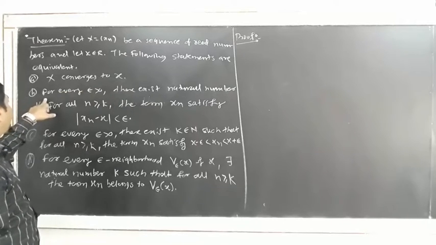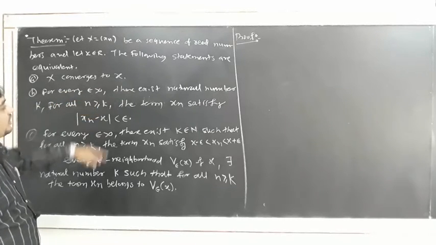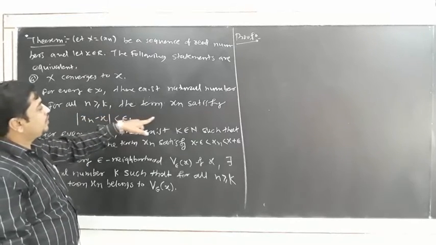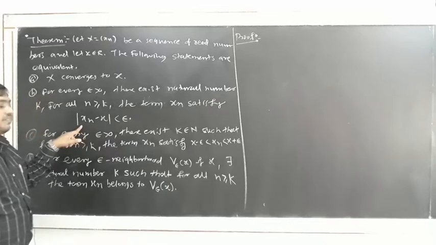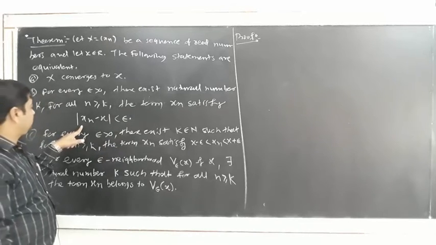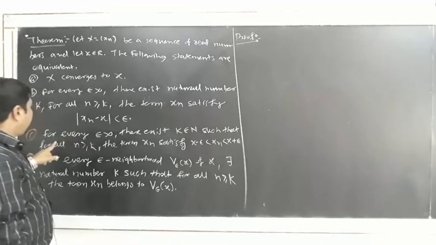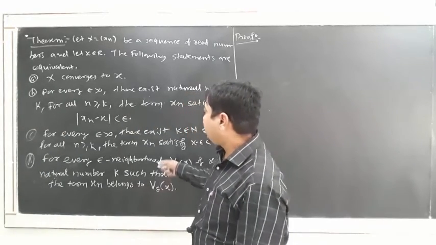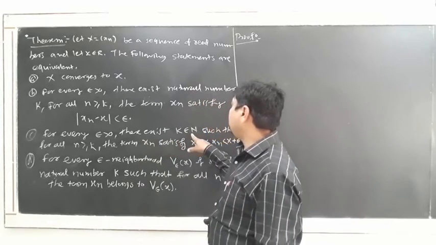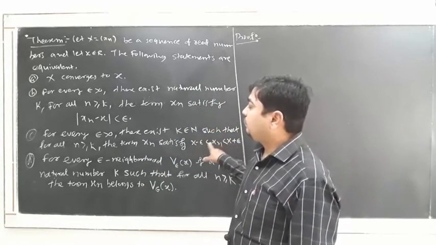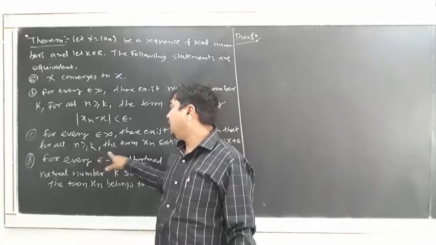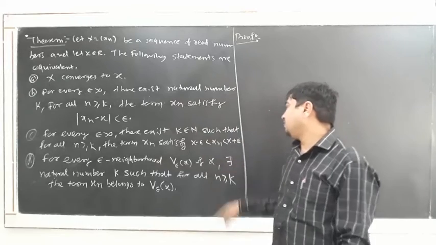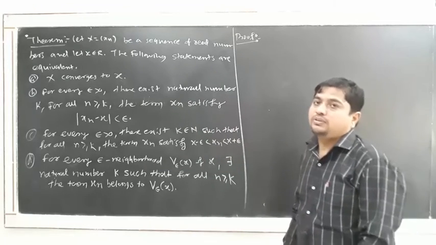B: for every epsilon greater than 0 there exists a natural number K such that for all n greater than or equal to K, the term xn satisfies |xn - x| < epsilon. C: for every epsilon greater than 0 there exists a natural number K such that for all n greater than or equal to K, the term xn satisfies x - epsilon < xn < x + epsilon.